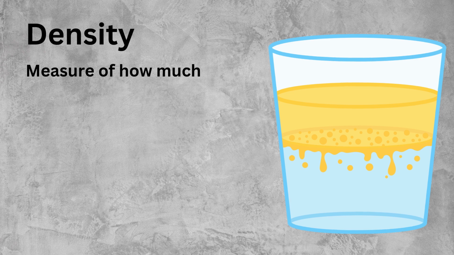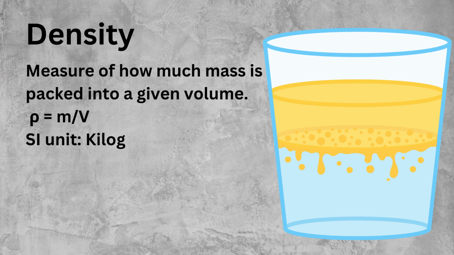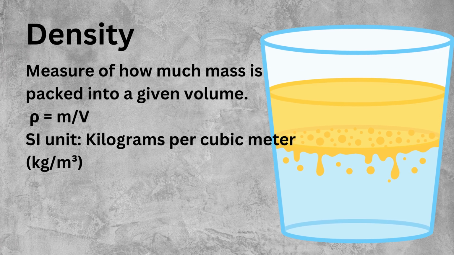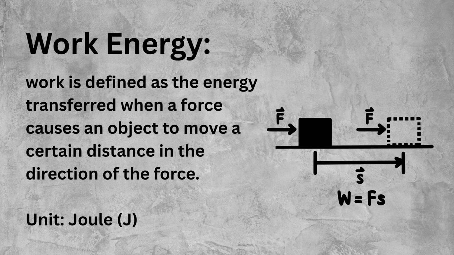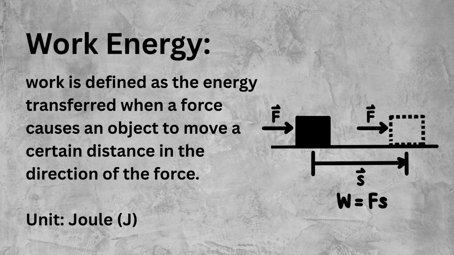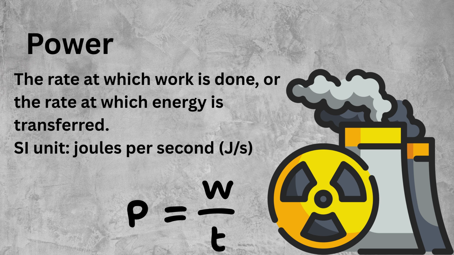Density. Ever seen oil float on water? That's because they have different densities. Density is mass divided by volume, equals kilogram per meter cubed. Work or energy. If you lift something up or move something, you're doing work, and that uses energy. Work equals force multiplied by distance, equals kilogram square meter per square second. And the unit is called Joule. Power. Want to know how fast you're using energy? That's power. Power equals work divided by time, equals joules per second, equals watt.